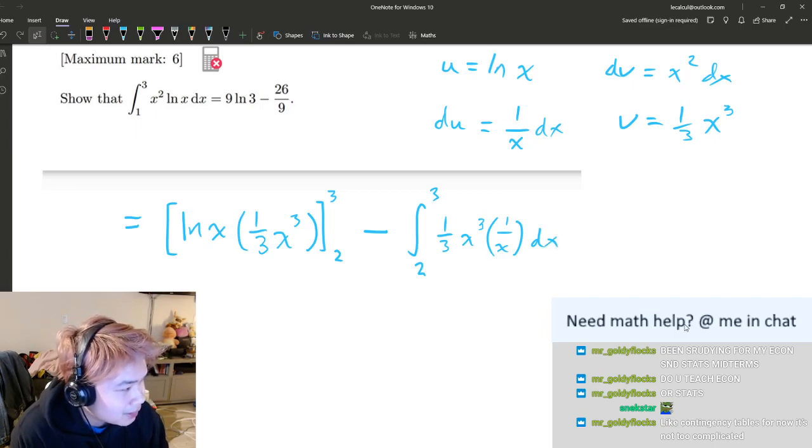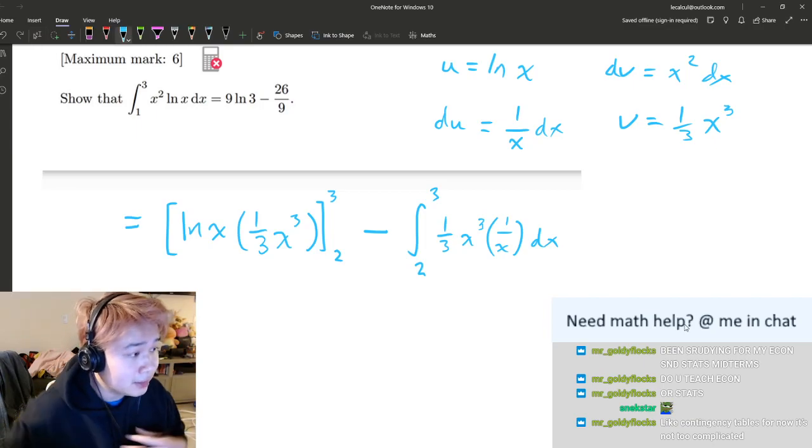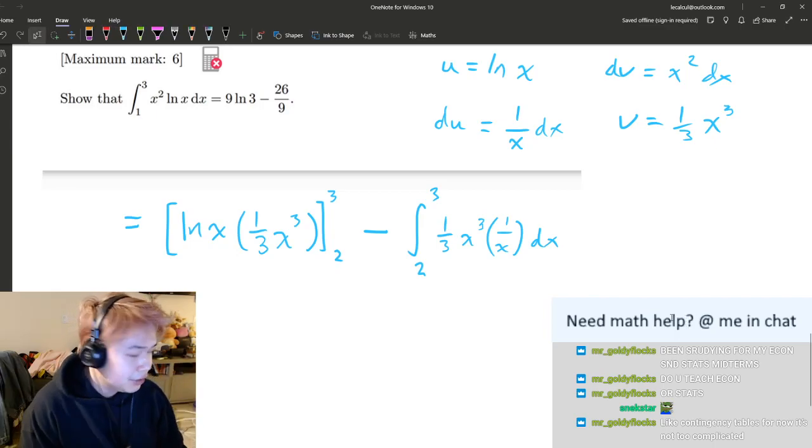Contingency tables. I have no idea what that even means. But if you're saying it's not too complicated, then I guess that means that you're good, aren't you?